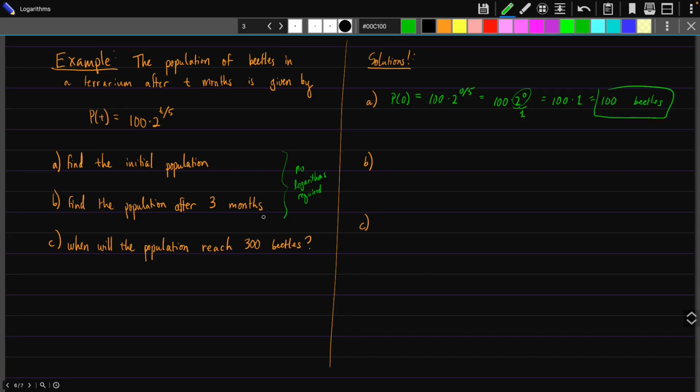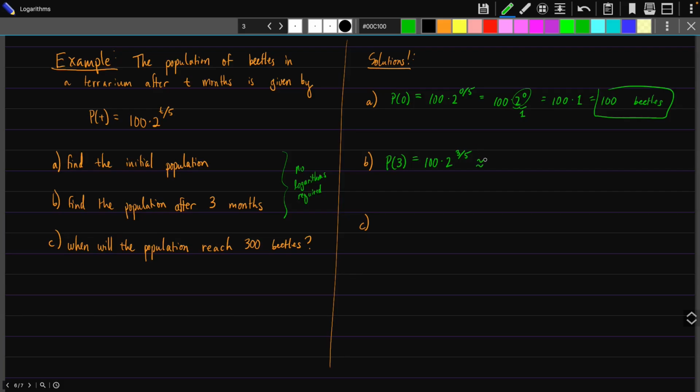Okay, so next we want to find the population after 3 months. That's going to be the population at time t equals 3. So we're trying to find p of 3. So plugging that into our formula, p of t equals 100 times 2 to the t over 5, we get p of 3 equals 100 times 2 to the 3 over 5. And 2 to the 3 over 5 is not something that I can compute by hand, so I'm just going to go ahead and use a computer to compute that.